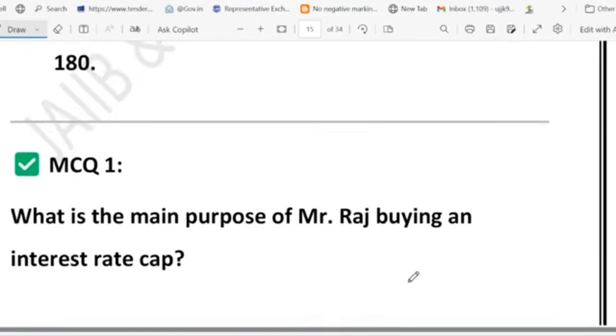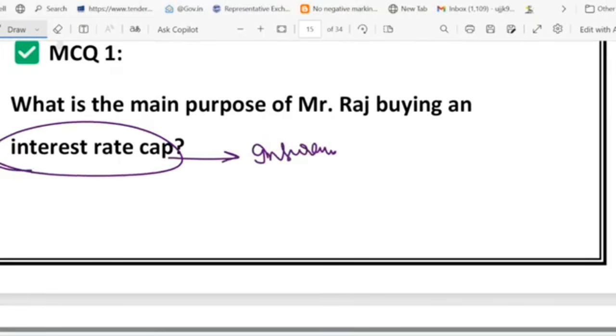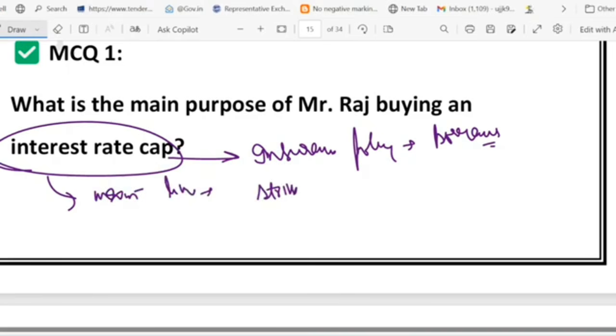Now the question is, what is the meaning of this interest rate cap? See, this is like an insurance policy. Insurance policy for whom? This is an insurance policy for the borrower. It sets a maximum limit, and that maximum limit we call the strike rate, on how much interest they have to pay on a floating rate loan.